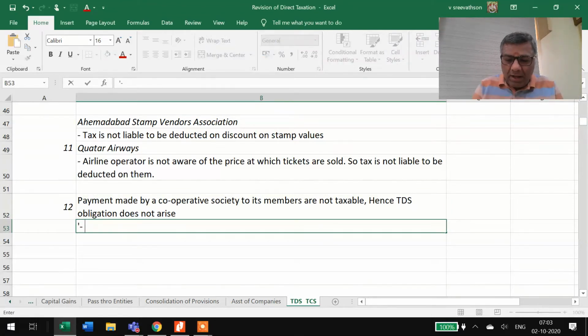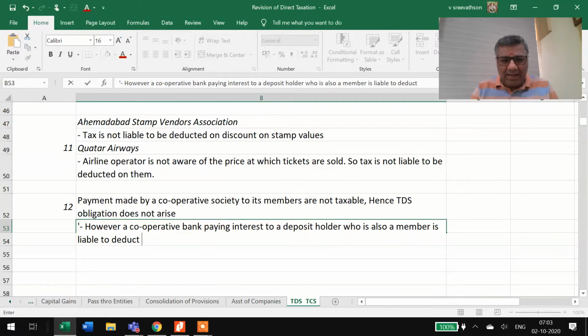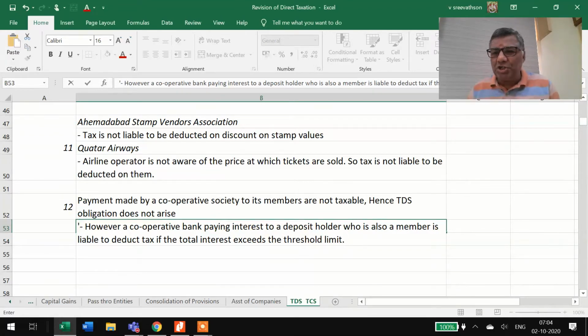However, a cooperative society, a cooperative bank, paying interest to a deposit holder who is also a member is liable to deduct tax if the total interest exceeds the threshold limit. Where it is exceeding, I am liable to deduct. So in this case, I am liable to deduct.